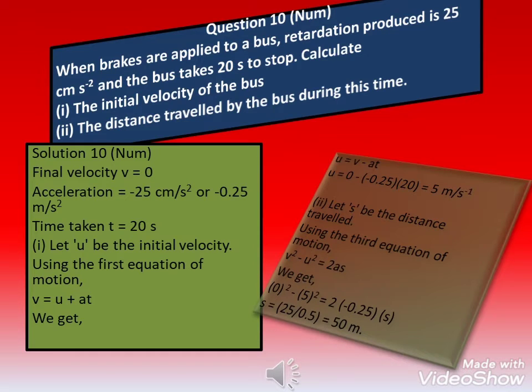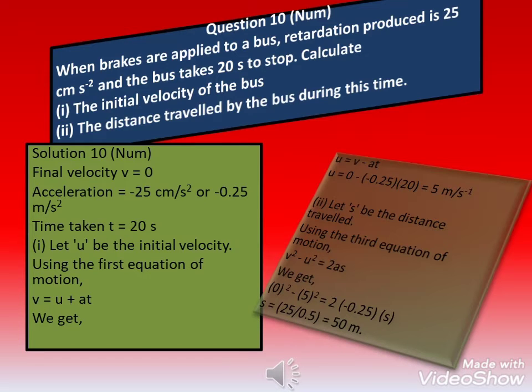And the first question solution: let u be the initial velocity. Using the first equation of motion, v is equal to u plus at. By substituting the values given, we will get u is equal to 5 meter per second. And solution for the second part of the question, the distance travelled by the bus during this time. Let s be the distance travelled.